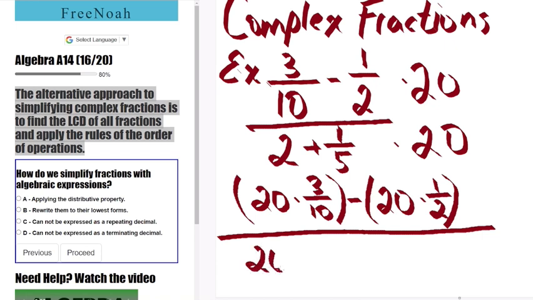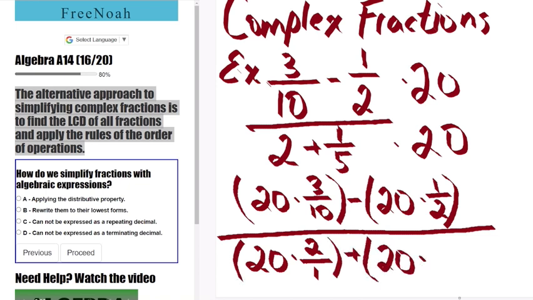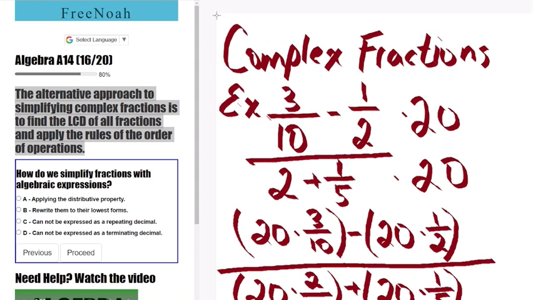So we're going to write 20 times 2 over 1 in parentheses plus 20 times 1 over 5. Now the 20 times 1 over 5 is going to be in its own parentheses. So we basically redistributed the 20. Let's move on to the next step here where we simplify.